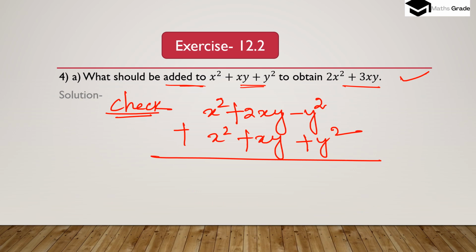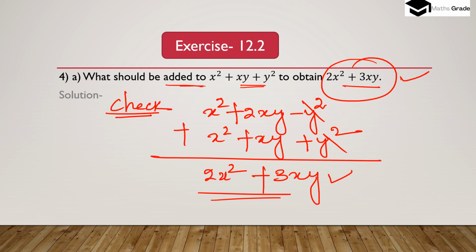x square plus x square is 2x square, and 2xy plus xy is 2 plus 1 is 3, so 3xy, and minus y square plus y square will be cancelled. So it is 2x square plus 3xy, which is equal to 2x square plus 3xy. So this is correct. So the algebraic expression which is added to x square plus xy plus y square to obtain 2x square plus 3xy is x square plus 2xy minus y square.